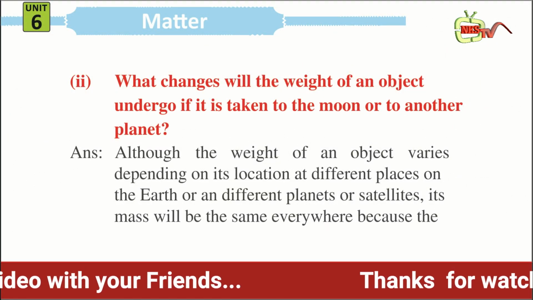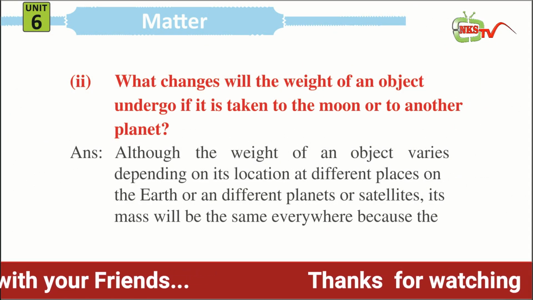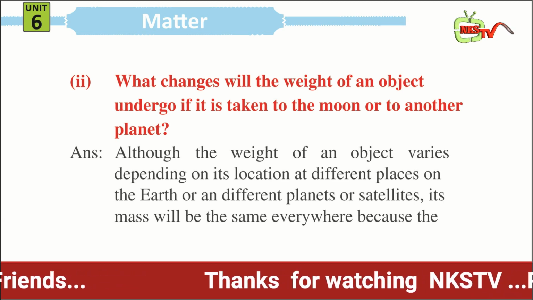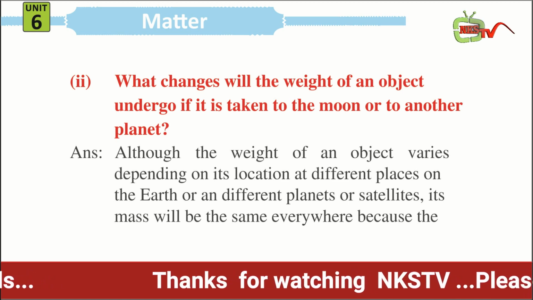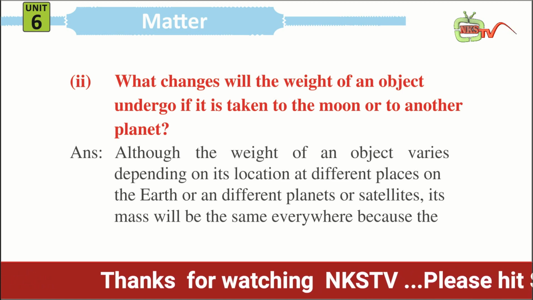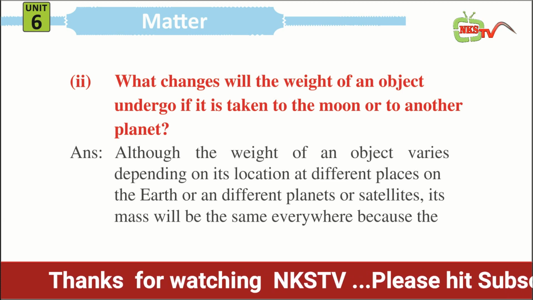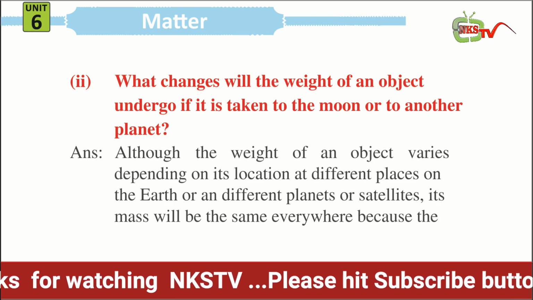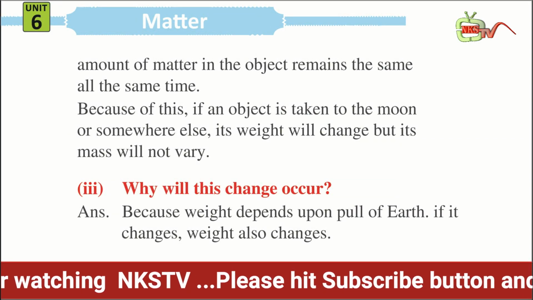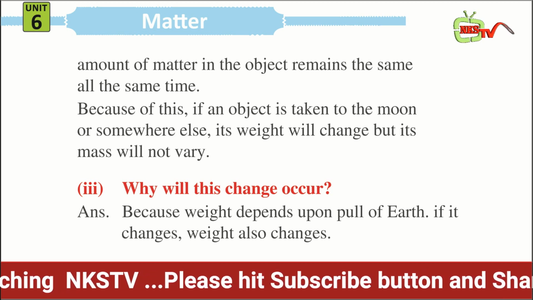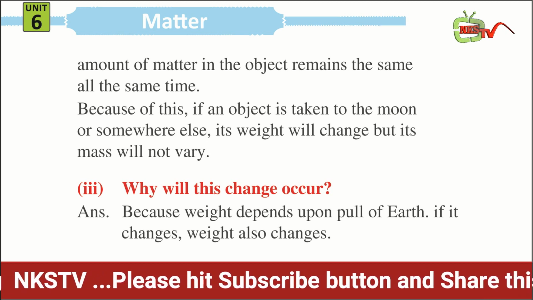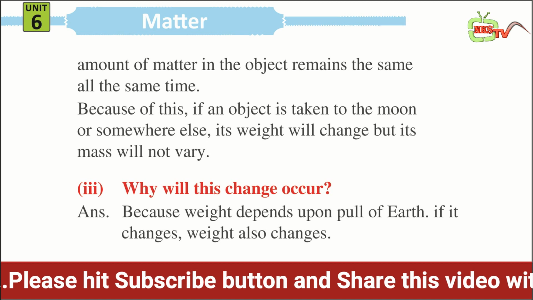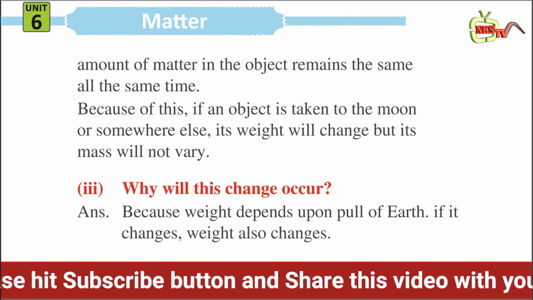Number 2. What changes will the weight of an object undergo if it is taken to the moon or to another planet? Answer. Although the weight of an object varies depending on its location at different places on the Earth or in different planets or satellites, its mass will be the same everywhere because the amount of matter in the object remains the same all the time. Because of this, if an object is taken to the moon or somewhere else, its weight will change but its mass will not vary.